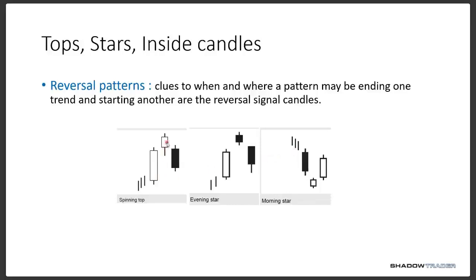All right, this one's called a spinning top. That's what it looks like. It opened down here, went higher, did a look above, came back down, did a look below, but ended right here. So you opened and you closed. It's a doji that's expanded, so it's a spinning top.